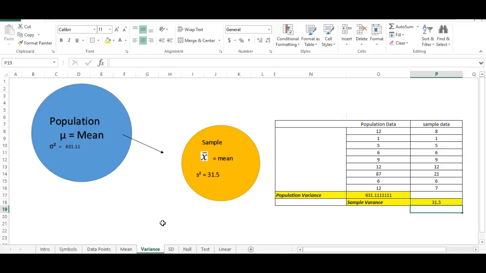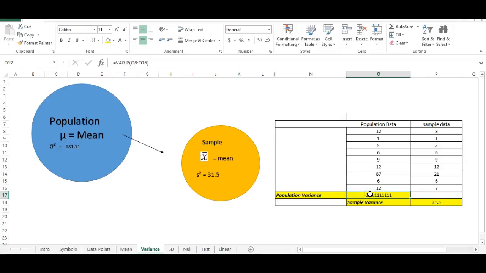Here's our population and our sample once again. We have our mean population, mean sample. And now we're in a good position to calculate another type of measure called variance. And variance is essentially the difference of each individual data point from the mean. So it's a measure of central tendency. And there's a number of ways we can calculate variance. One of the easiest ways is if you have the data in Excel, you can use the Excel function to calculate it.